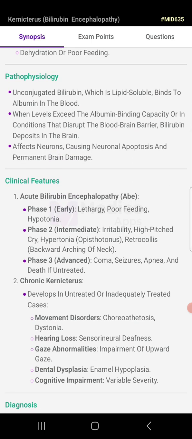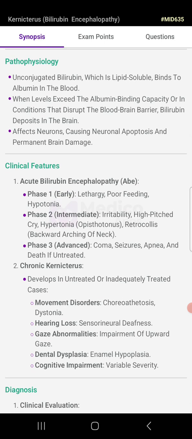For the clinical features, acute bilirubin encephalopathy. Phase 1, early: lethargy, poor feeding and hypotonia. Phase 2, intermediate: irritability, high-pitched cry, hypertonia, retrocollis, backward arching of the neck. Phase 3, advanced: leads to coma, seizures, apnea and death if untreated.